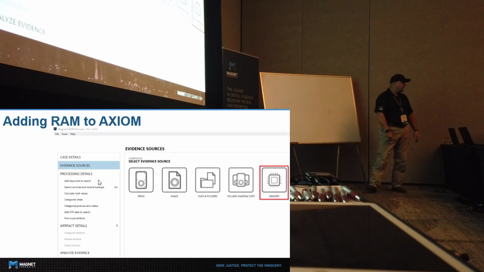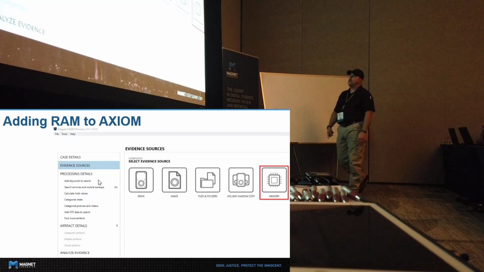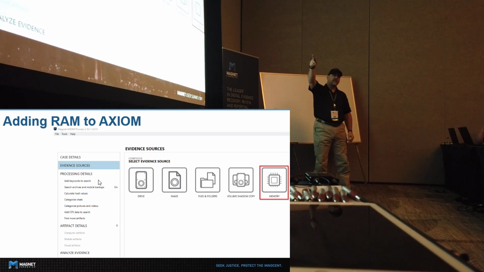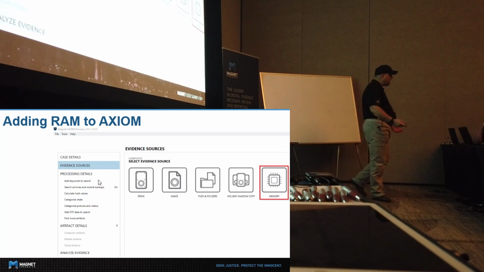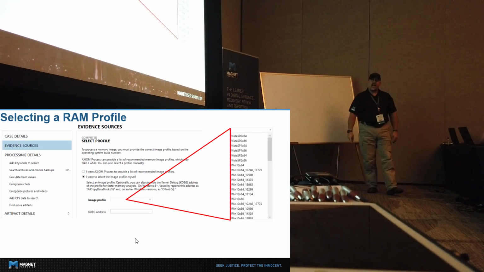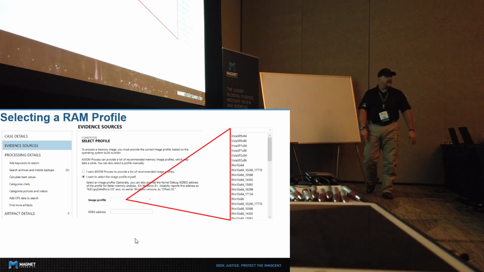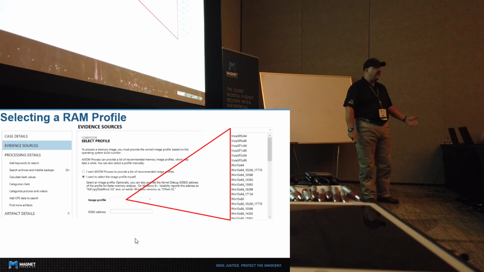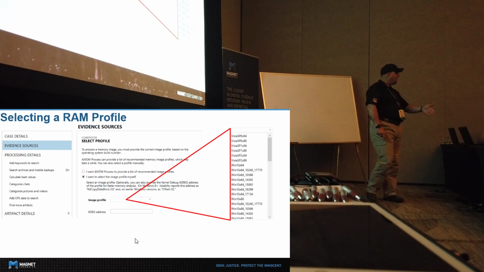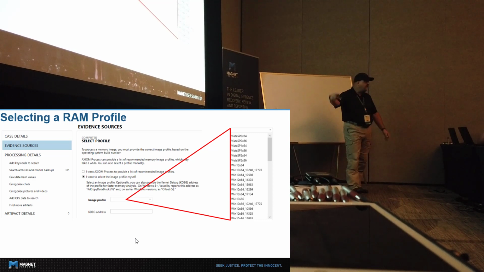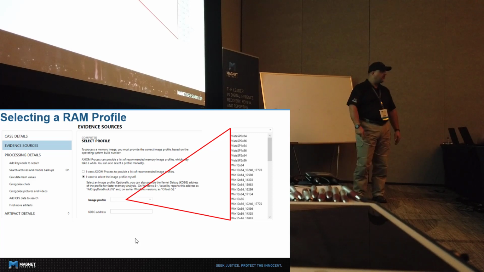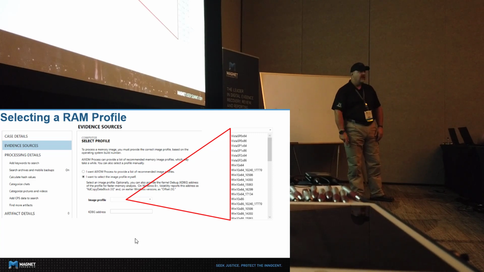If I want to add memory into AXIOM, how do I do it? Acquire it with whatever tool you acquire it with. This is one of the options here. I go to evidence sources. One of the options is memory. I click on memory. When I get done, I have to give it an image profile. I have to tell it what memory image this is coming from: a Windows 10, a Windows 7, a Windows 8, 64-bit, 32-bit, 1709, 1803. What version of Windows is this, right? So all of the above.